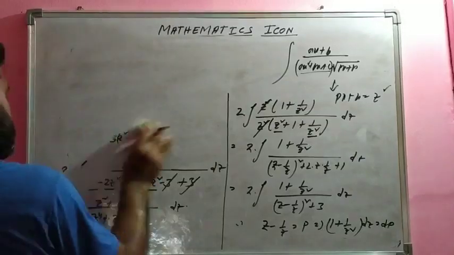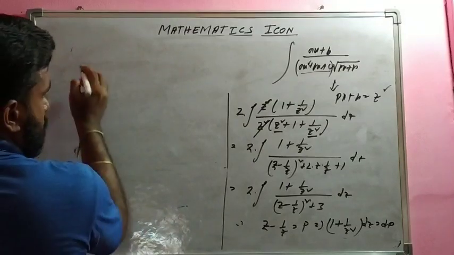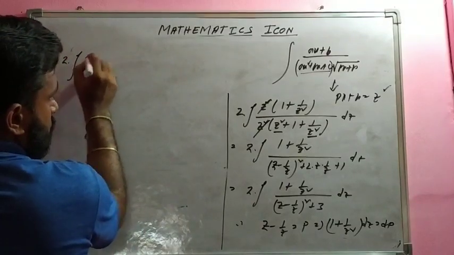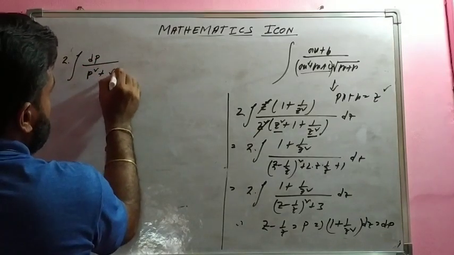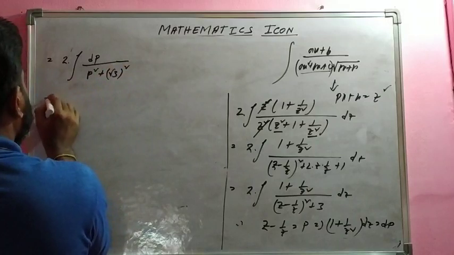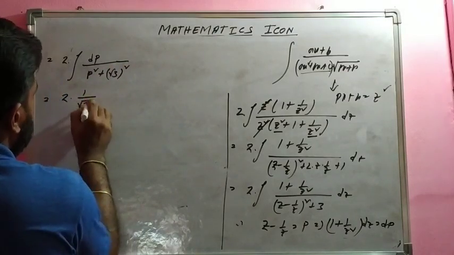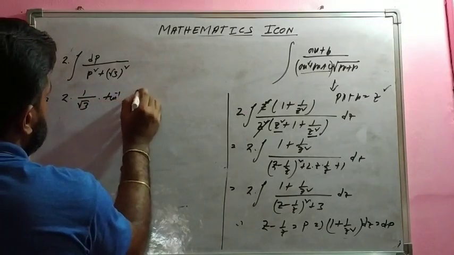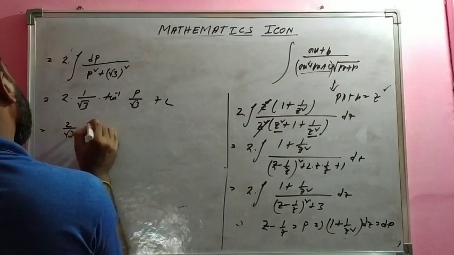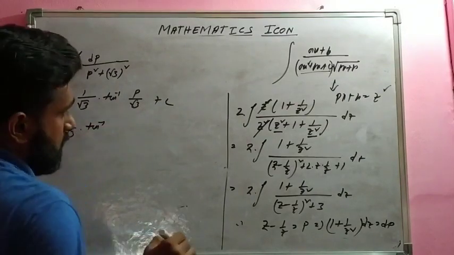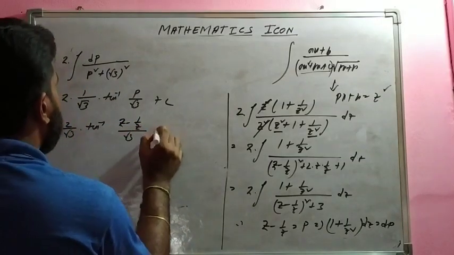Same thing is happening just like your previous questions. So 2 root ऊपर आ जाएगा dp by p square plus 3, that means root 3 whole square. So I think 2, same 1 by a tan inverse x by a plus c. So here 2 by root 3 tan inverse p, मतलब क्या, z minus 1 by z by root 3 plus c.